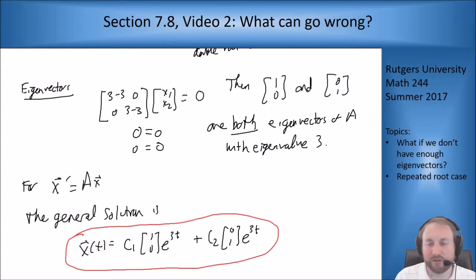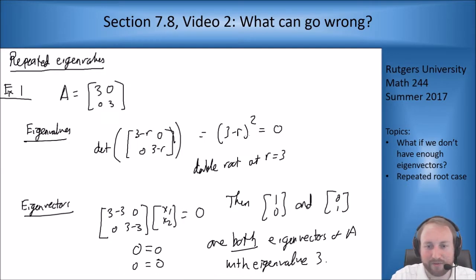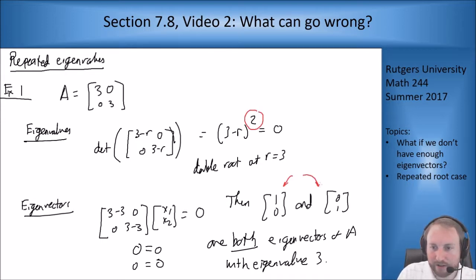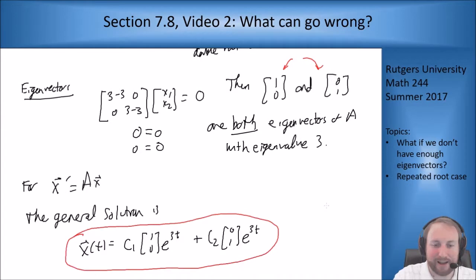I got myself two solutions. You can prove they're independent. It's not too hard to do that, but I'm not going to do it here. You can take the Wronskian and show it's non-zero. But this gives me a full set of solutions here. I didn't have to do anything crazy because I had enough eigenvectors to meet the algebraic multiplicity. The algebraic multiplicity was 2, and I found two different eigenvectors for it. So I didn't have to do anything fancy and could just find my general solution like that. All right, now obviously not all problems are that easy.